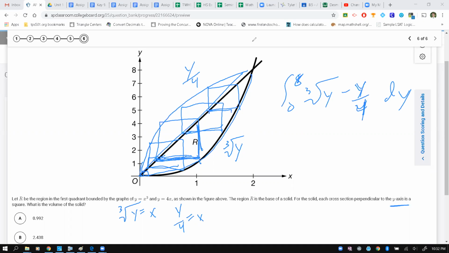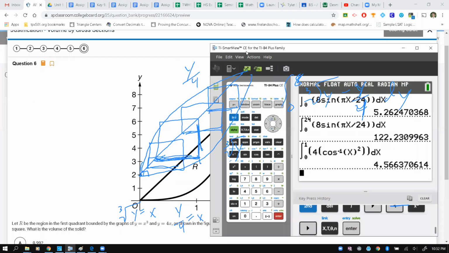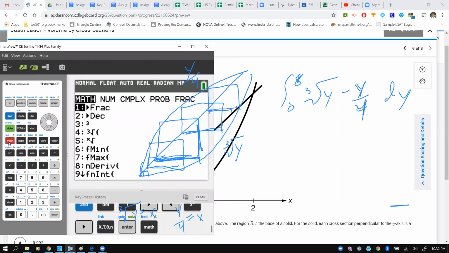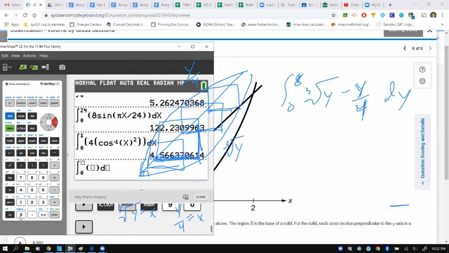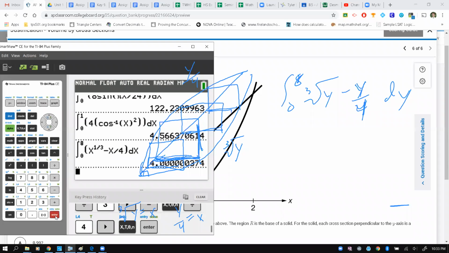All right, and then I believe this one's calculator allowed. If I go back up and double check, and it is. So to find this one, we would just grab our calculator. We would type in math 9, integral from 0 to 8 of the cube root of y. So I'm just going to do x to the 1/3 power minus x over 4 dx. All right, and that'd be 4.